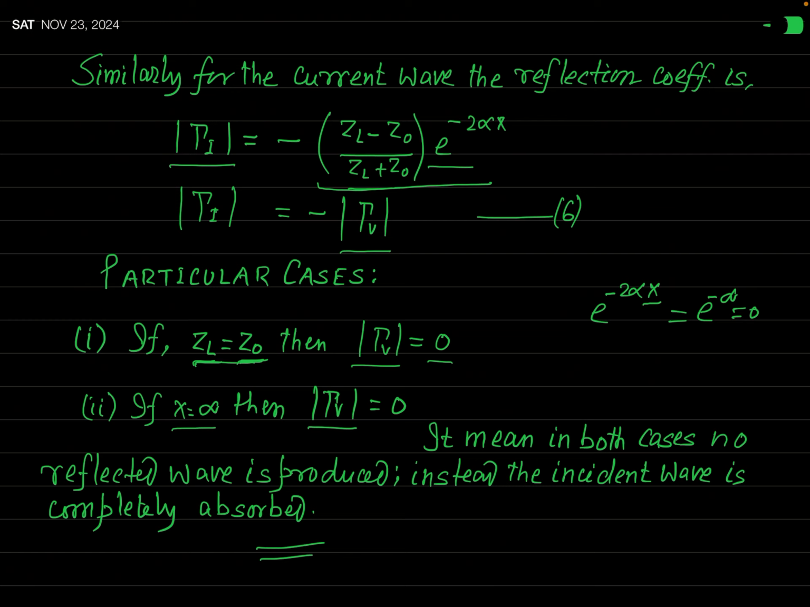But if ZL is not equal to Z0, but our test point is far apart from the load end, then again this reflection coefficient is 0. So again there will be no reflected wave. So if there is no reflected wave, then what will happen? It means there will be a complete absorption of the incident wave. So I have mentioned here, it means in both cases no reflected wave is produced. Instead, the incident wave is completely absorbed.